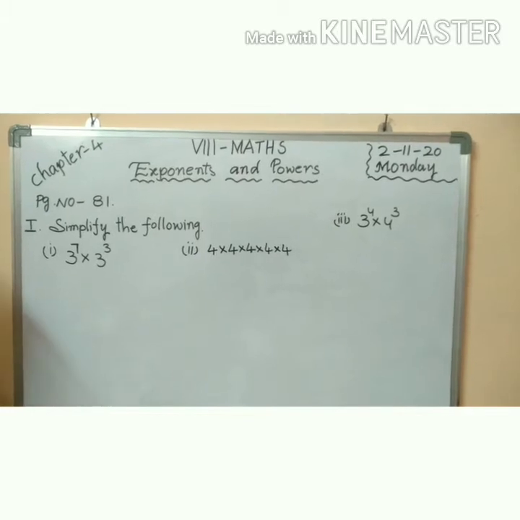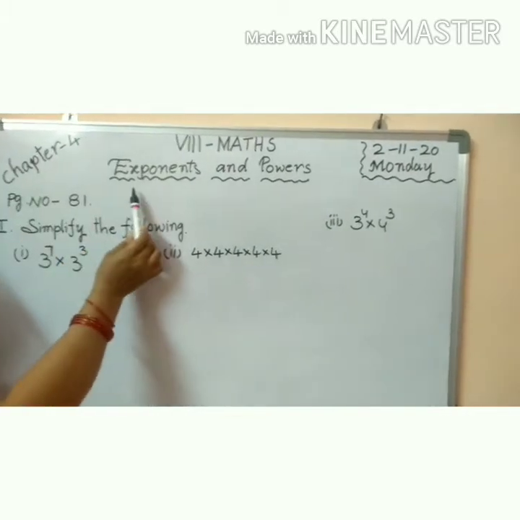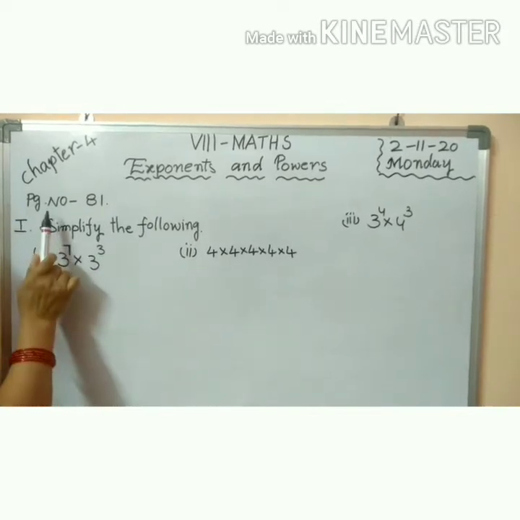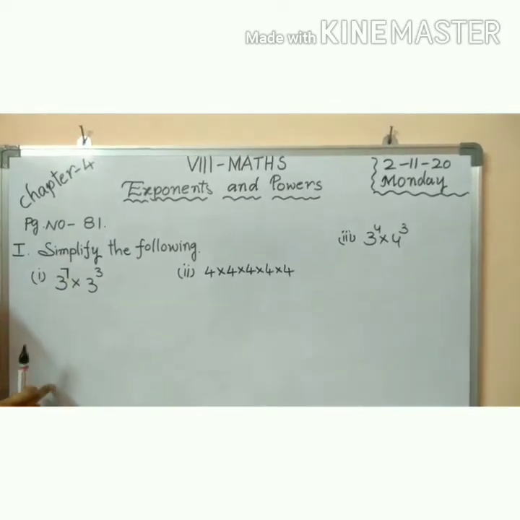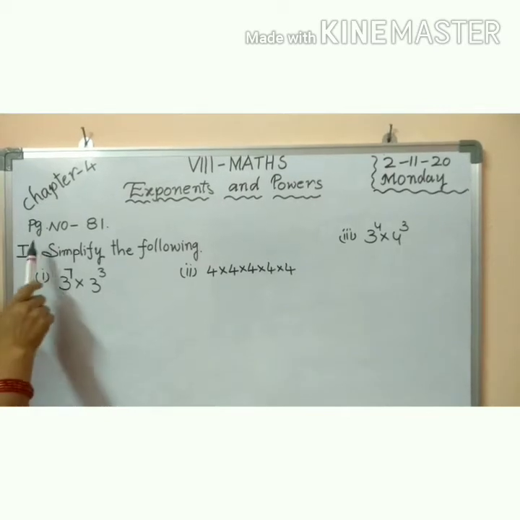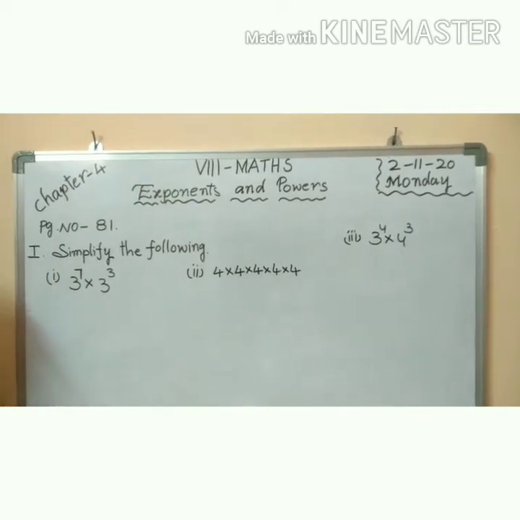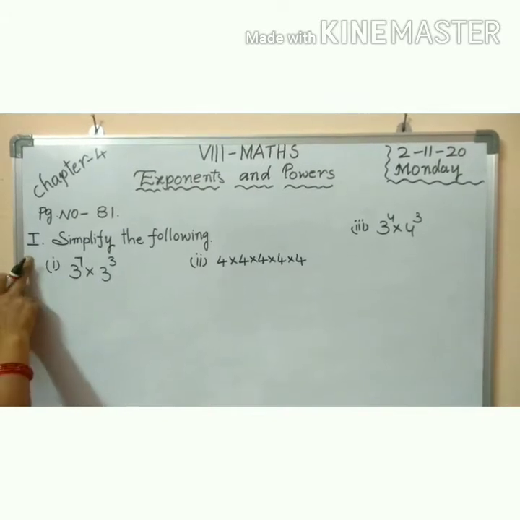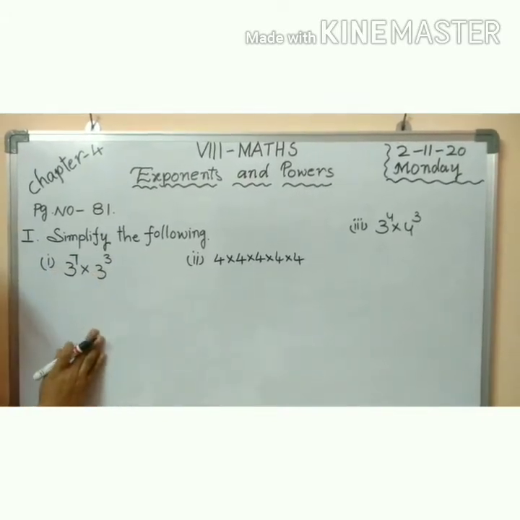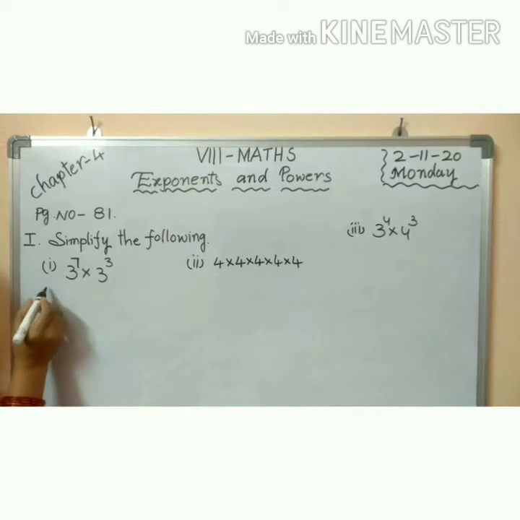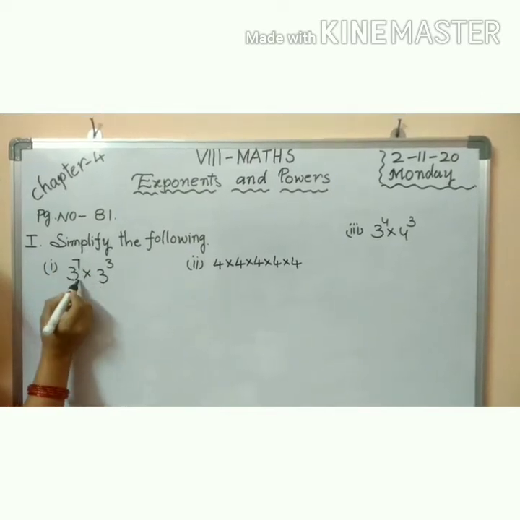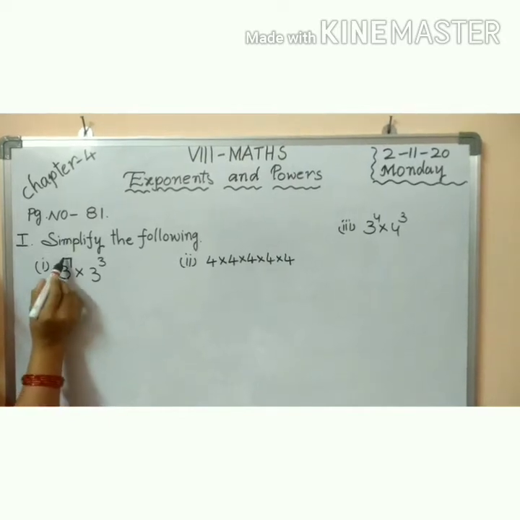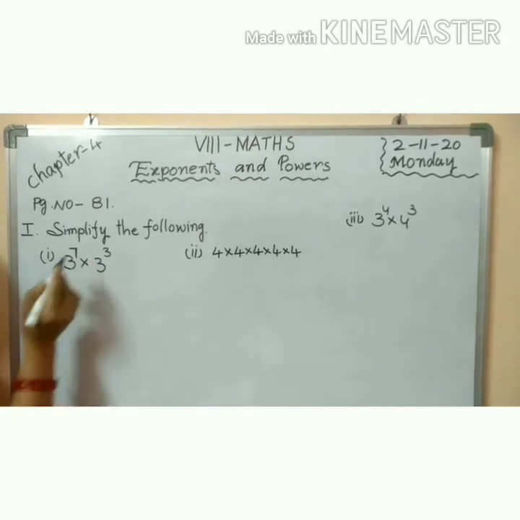Good morning friends. Today's class is chapter 4, exponents and powers. The introduction part is completed. Today we are discussing page number 81, Do These problems. First Roman, simplify the following. The first one is 3 power 7 into 3 power 3.